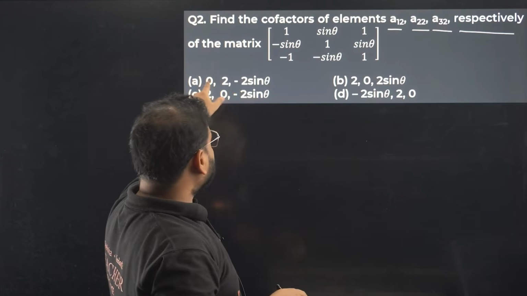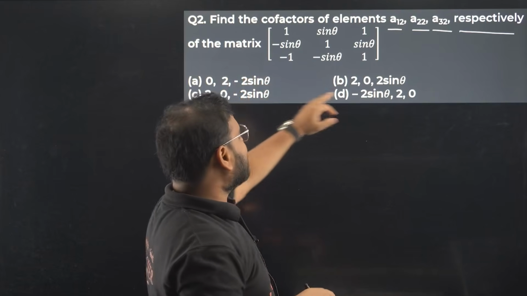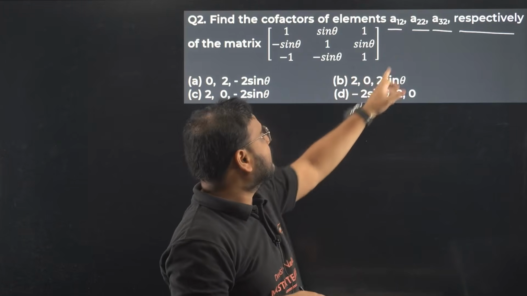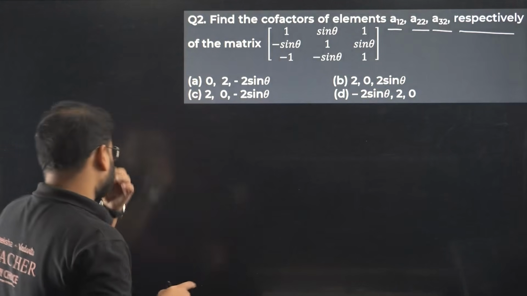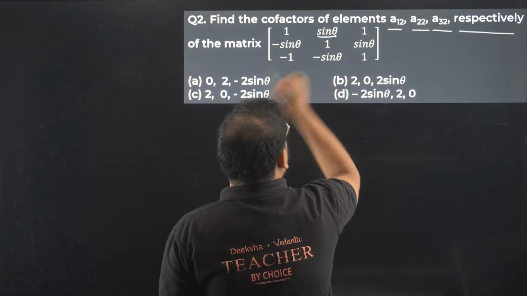Means this first option is for A12, this is for A22, this is for A32. Same goes for all the options. First part is 2 is A12, A22 and A32. So we'll check accordingly which is the correct choice. Okay. So A12 is where, sir? A12 is here.